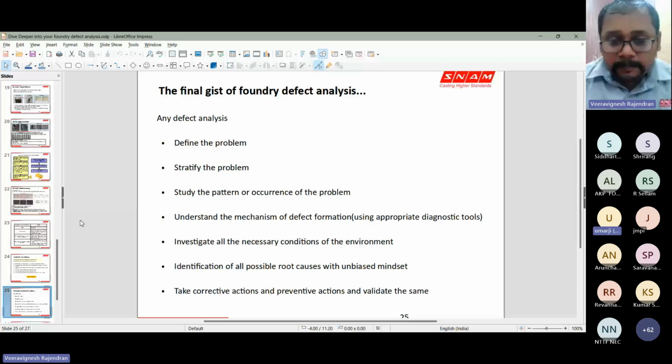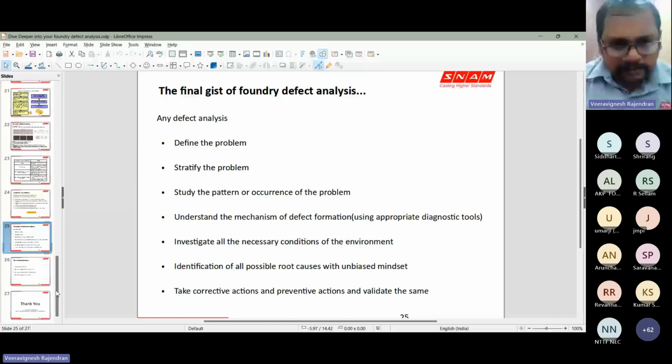Do not stop just by taking the corrective and preventive actions, you should validate the same, because if the defect is random or if the defect has got some time as the problem or season as the problem, you should be validating the preventive action taken. And the most important aspect is you should have a common sense approach.